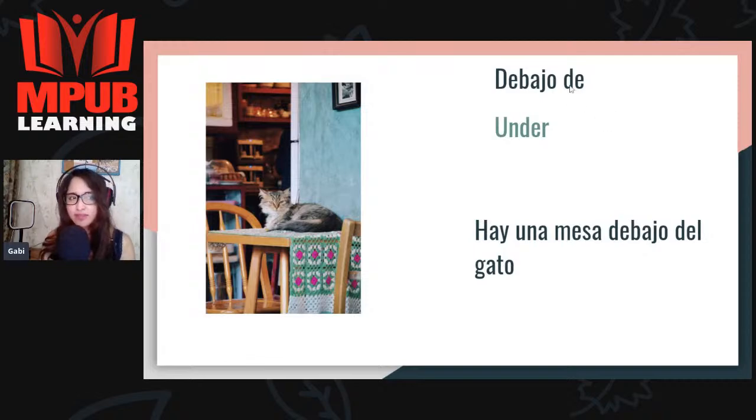Now, in the same way, the word debajo de: hay una mesa debajo del gato. There's a table under the cat. Hay una mesa debajo del gato.